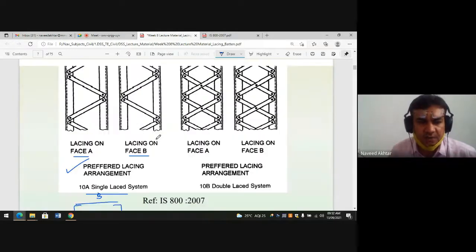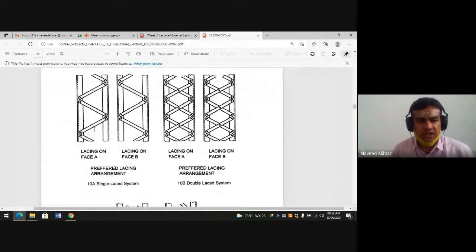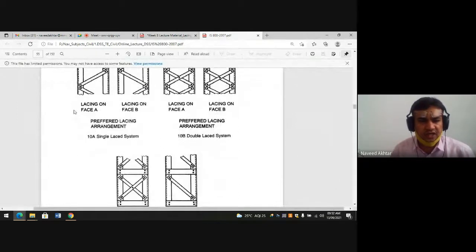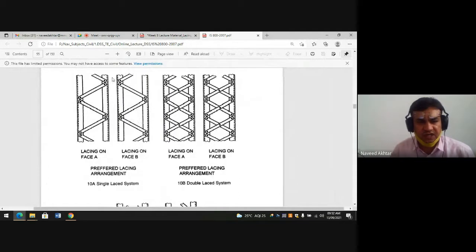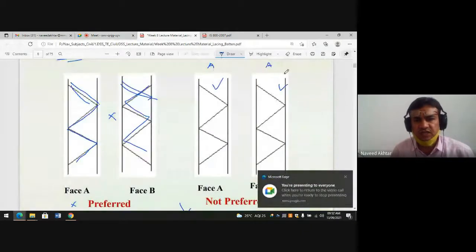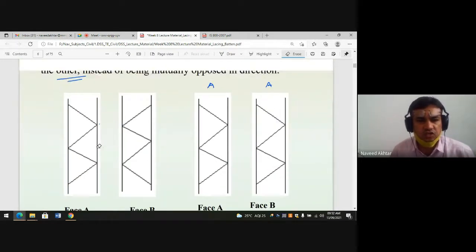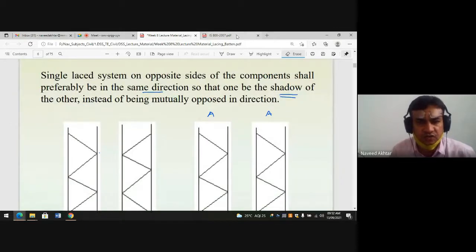और इसी तरह अब अगर स्टील IS कोड में देखेंगे, IS कोड में भी आप देखेंगे तो फिगर में आपको दिखेगा कि अगर लेसिंग फेस A है तो फेस B का भी सेम उसका शेडो रहना चाहिए. शेडो या मिरर इमेज आप बोल सकते हैं. ओके. तो दैट मिरर इमेज इफ यू सी, so this one is the preferred and this one is not preferred. So here also in IS code you can see.